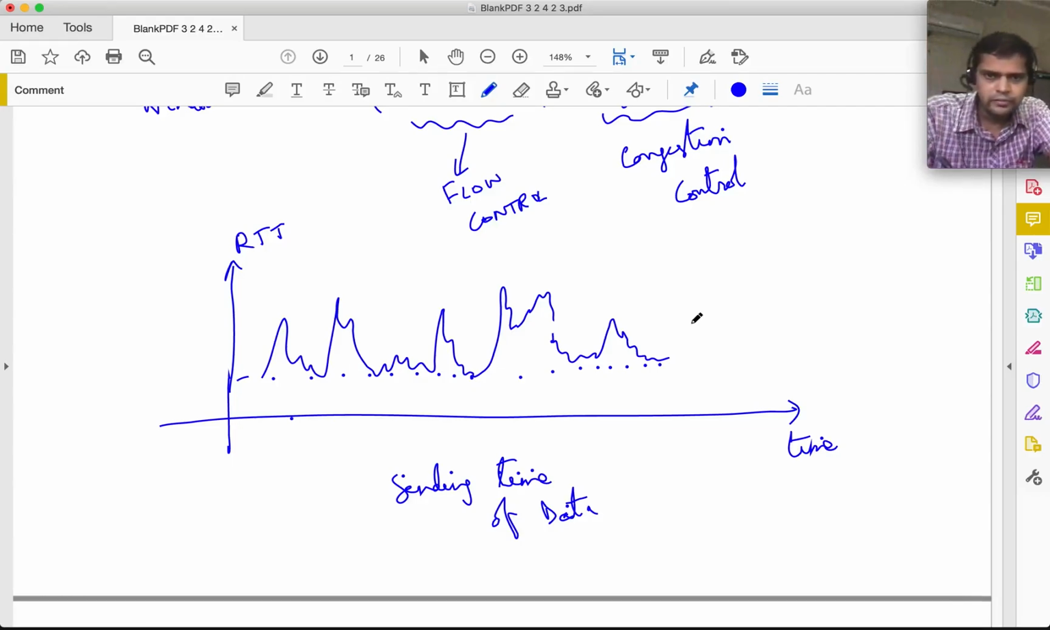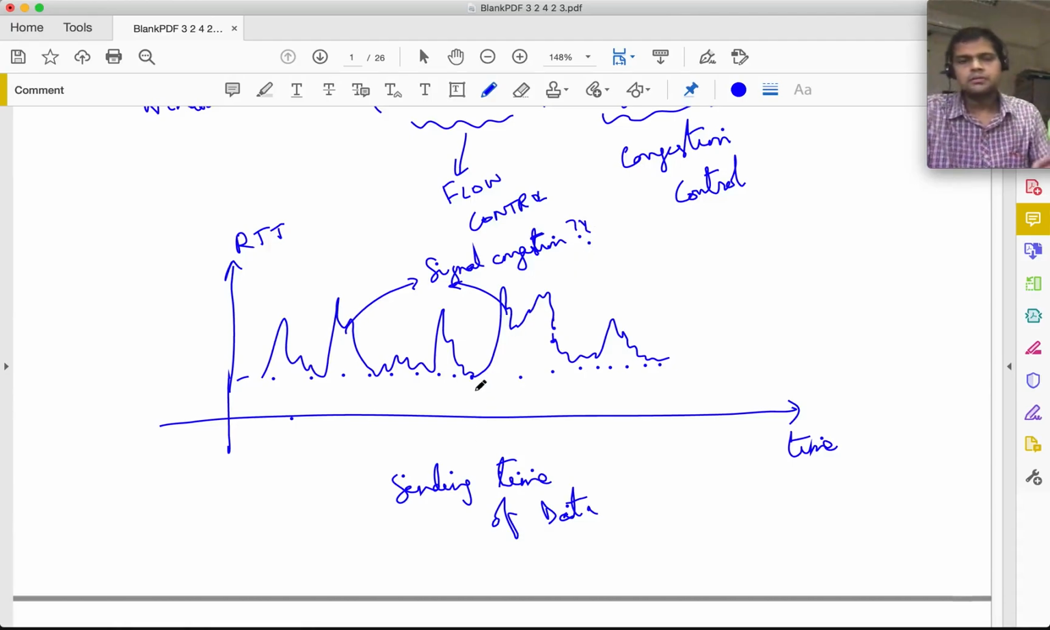And one obvious thing which comes to mind is that when the RTT is high, that's probably due to queuing delay, and that's a signal of congestion. So maybe this could signal congestion. So this may be one way to do it, but how exactly would we do this?